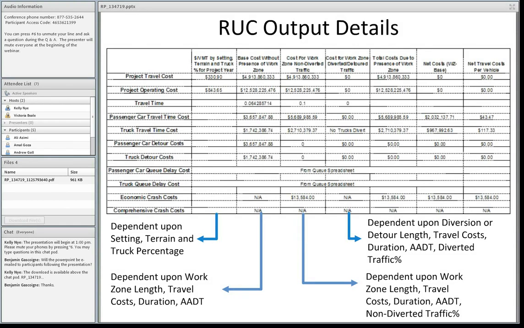So if you didn't have a work zone, there are costs associated with project travel and project operating. There's a base travel time going through that roadway, so therefore there are travel time costs for trucks as well as passenger cars. The detour is only if there was a detour. The Q delay would be, again, from the Q worksheet. And then economic crash costs, since we're looking at the differential between the base and the work zone, for the base that is not applicable.